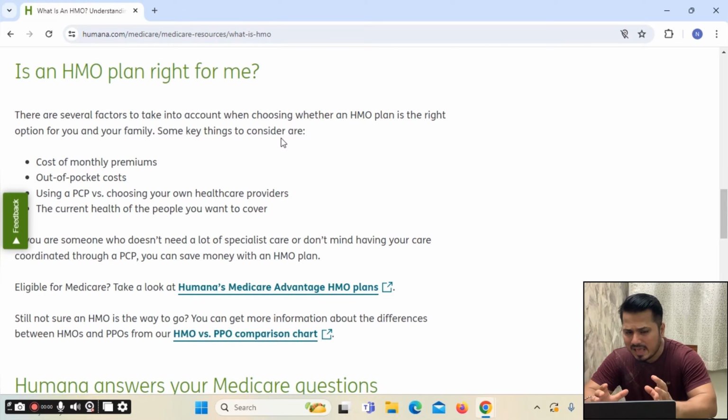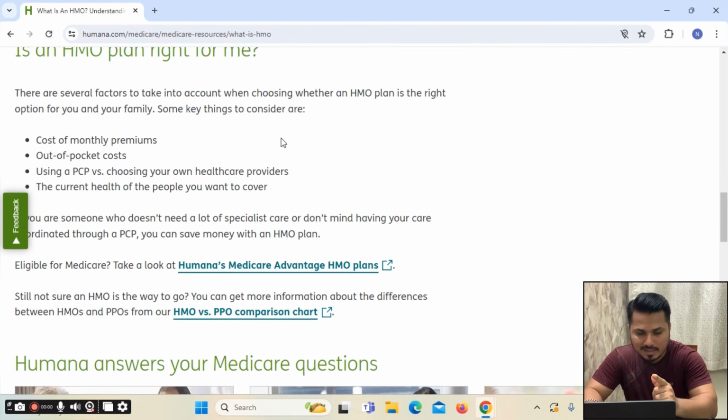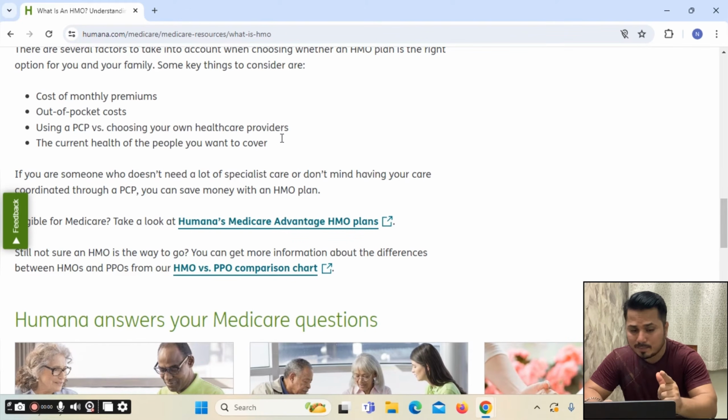Now, is an HMO plan right for me? That is the question. If you have this question, then let's understand this. There are several factors to take into account when choosing whether an HMO plan is the right option for you and your family. Some key things to consider are cost of monthly premiums, out of pocket cost, using a PCP versus choosing your own healthcare providers, and the current health of people you want to cover.